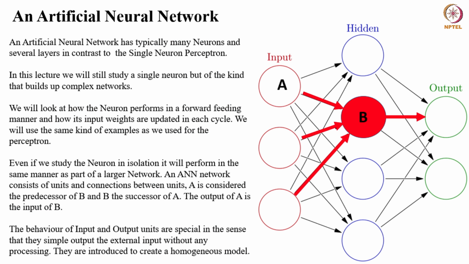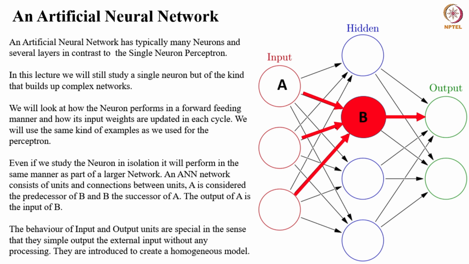An artificial neural network has typically many neurons and several layers, in contrast to the single neuron perceptron that we discussed in the earlier lecture. In this lecture we will study a single neuron, but of the kind that builds up complex networks today. We will look at how the neuron performs in a forward-feeding manner and how its input weights are updated in each cycle. We will use the same kind of examples as we used for the perceptron.